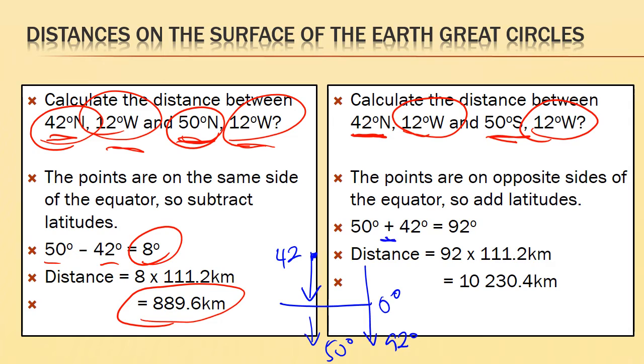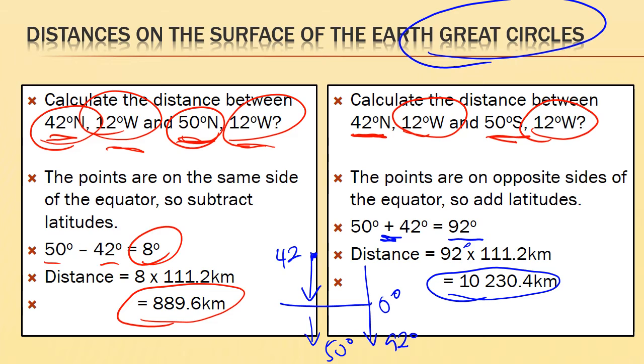So this time we're going to add the two angular distances together, because we have crossed the equator. So that's a total of 92 degrees that we've traveled. Now to calculate the distance in kilometers, we just say 92 degrees multiplied by 111.2 kilometers. So we've traveled a total of 10,230 kilometers. Now these are on great circles.